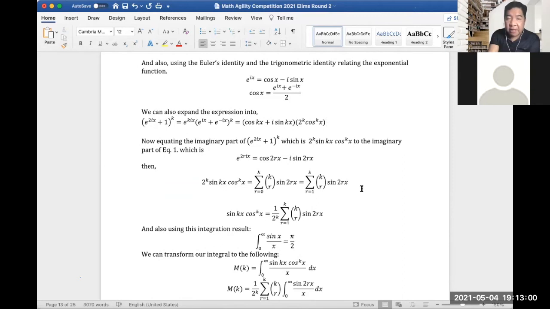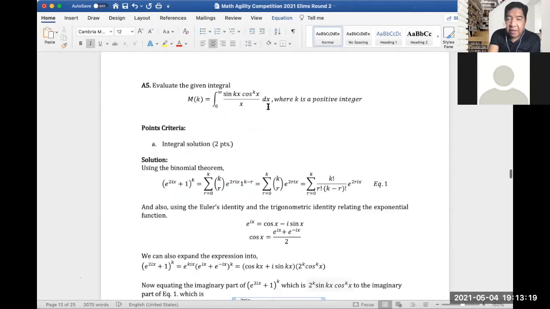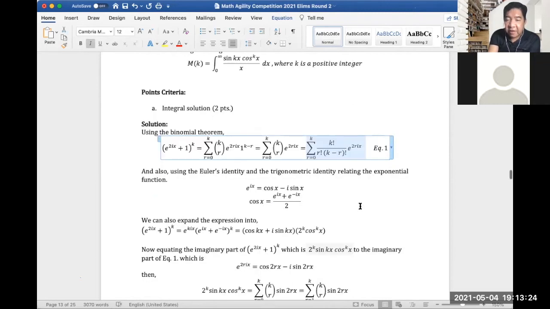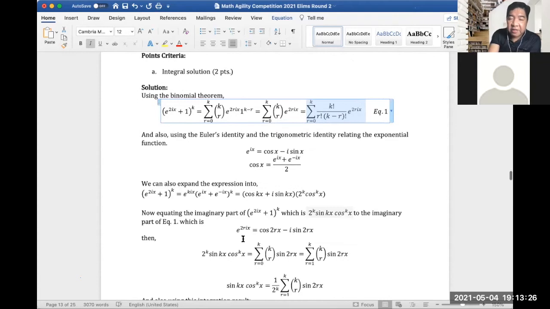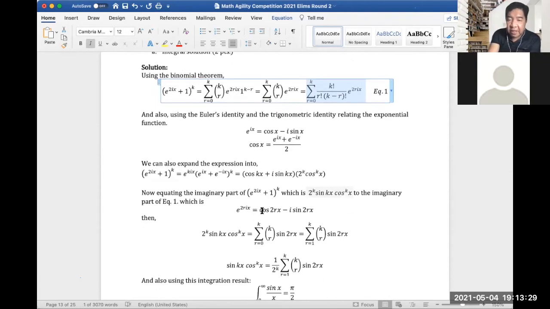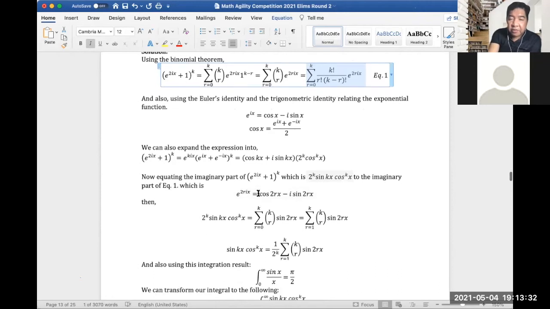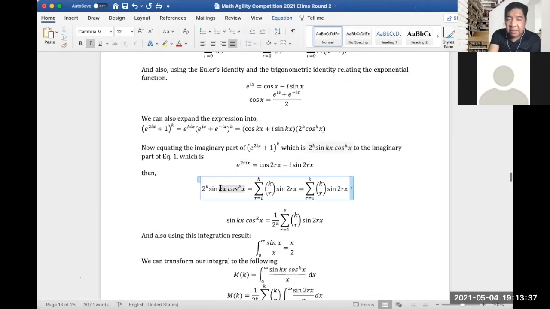So now, equating the imaginary part of e to the ix plus 1 to the k. Our imaginary part is this, right? The sine kx and the 2 to the k cosine to the k x, which is this. And from equation 1, this is our equation 1, the imaginary part of e to the irx, when we expand it using Euler's identity, is cosine 2rx minus sine 2rx. So equating this to that.